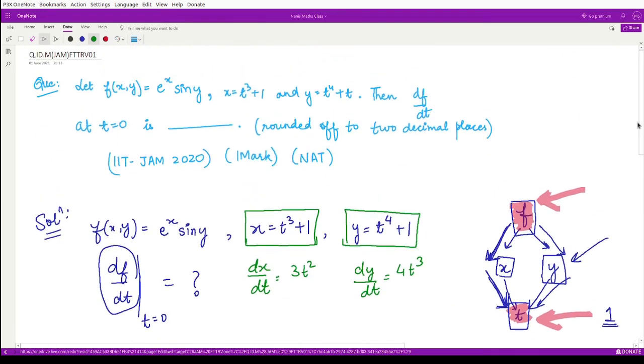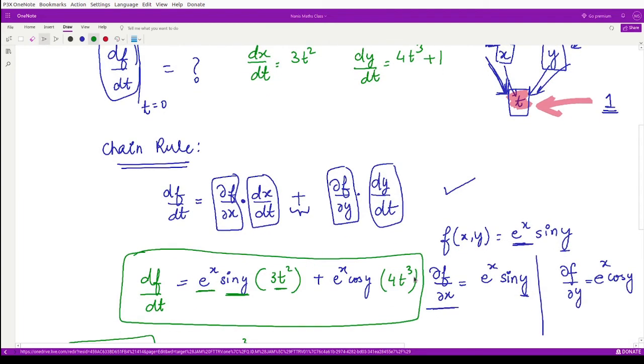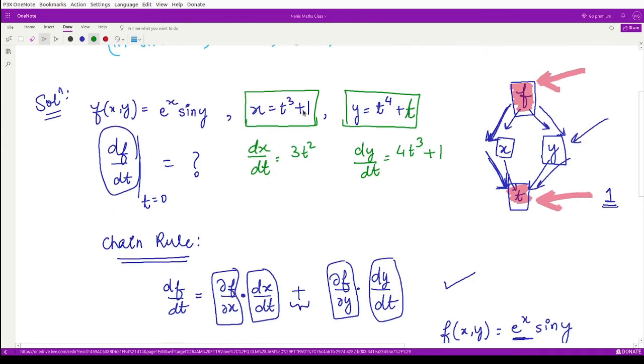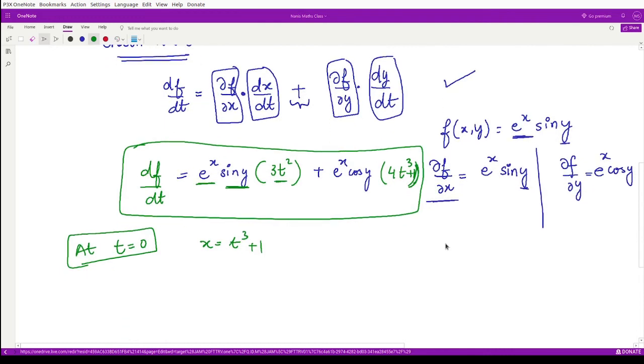Just a second. There's a mistake here. In the question, we have the value of y as t to the power 4 plus t. So this is t here. And when you take the derivative, this is 4t cube plus 1, right? So this is 4t cube plus 1. Okay. So now this is the value of x, this is the value of y. So y is equal to t to the power 4 plus t.